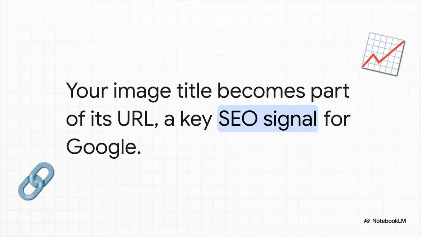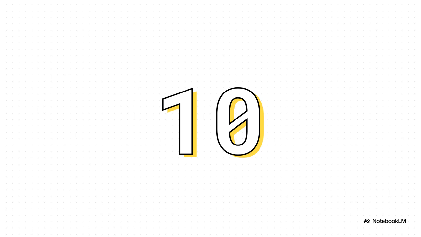So instead of a vague title like couple in park, get descriptive. Try something like gay couple hugging in the park. You want to aim for about 70 characters of natural, really specific language. Now, take a look at this number, 10. Why is this number so important?